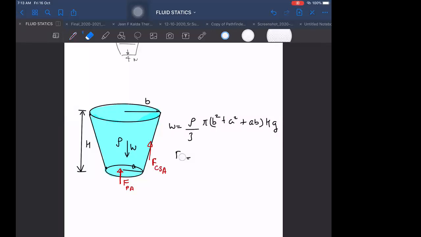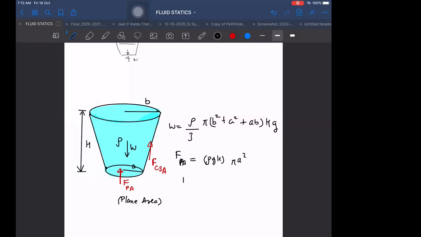So what is the force in the plane area? That is simple to find out. Force in the plane area is pressure, which is equal to rho G H into pi A square. I am not taking P naught into account, as P naught is acting from all sides. I am neglecting that P naught. This only I have to take.